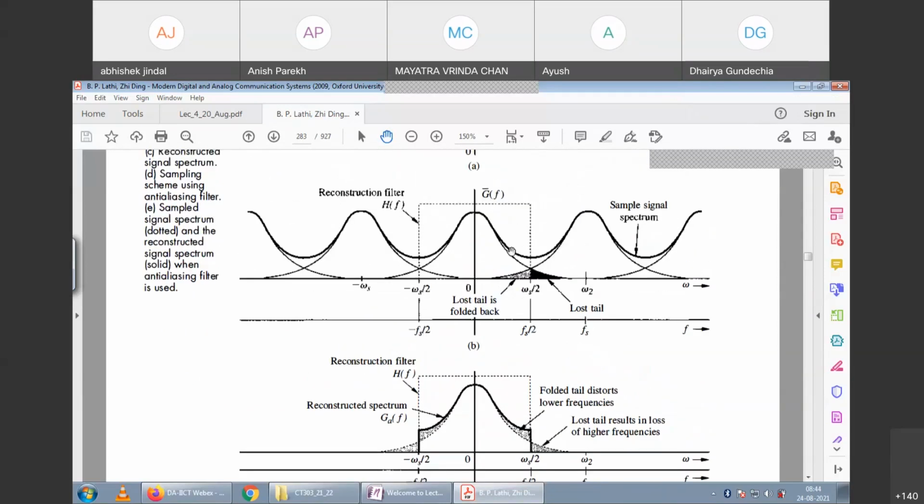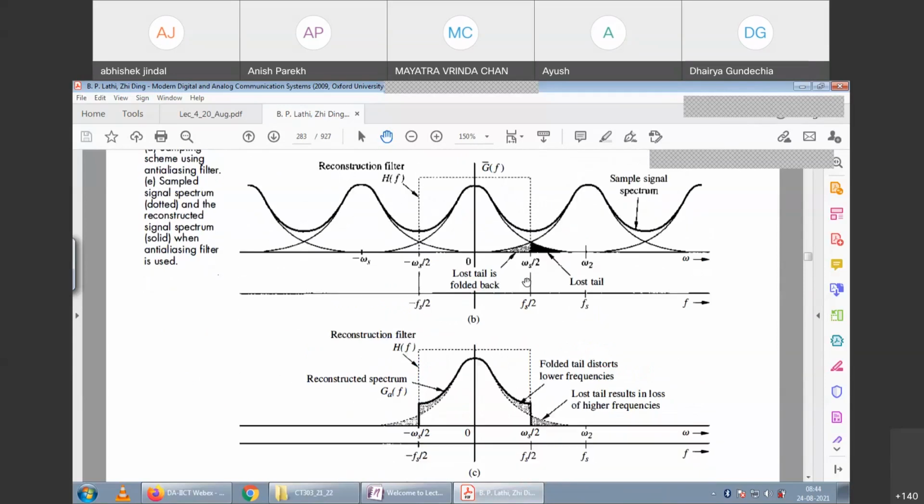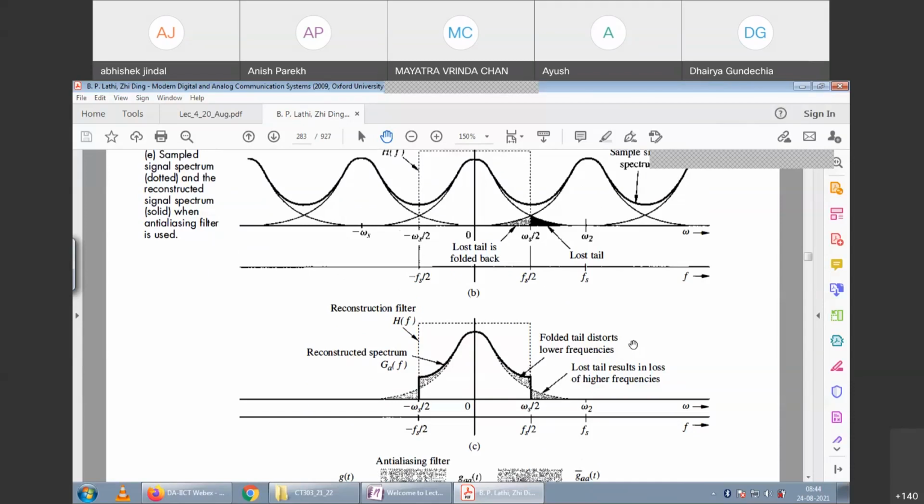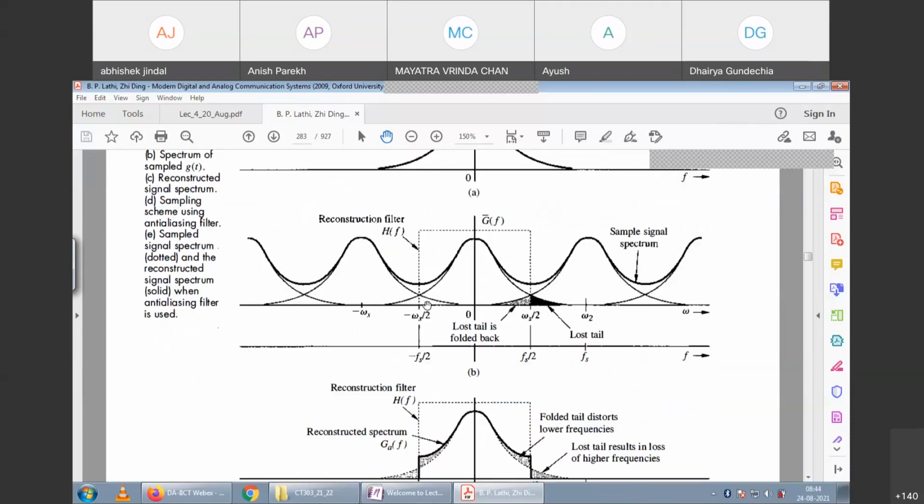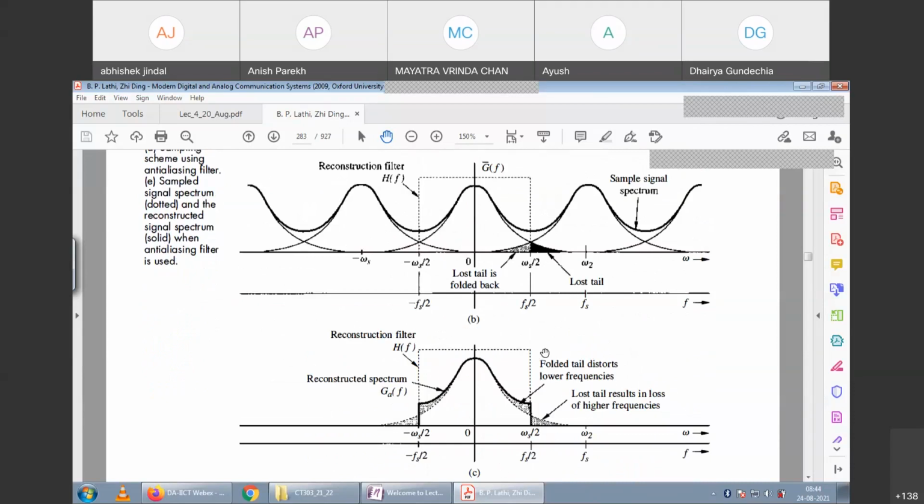Now, what is really happening here? This is the original spectrum of the signal, and this is the folded or shifted replica. Both of these things are adding. So this is what is called the folded tail distorts the lower frequency. This tail is folded back because of a symmetric spectrum, so you can say that this tail and this tail are somewhat similar. Around the folding frequency, this folds and this adds into the complement. So this is called the folded tail distorts lower frequency.